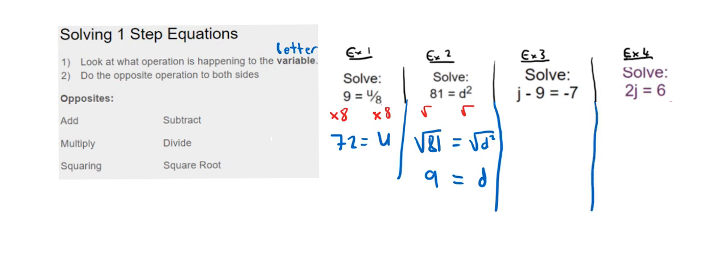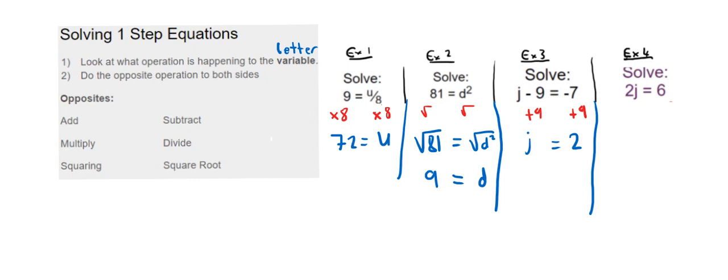A third example, a little bit harder because you've got a minus 7 over here. If I look at my variable again, it's j in this case. In this question, 9 is being taken away from j, because I see that minus 9 beside it. So I'm going to do the opposite of minus 9, which is add 9. I put my add 9 on both sides. On the left-hand side, I have j minus 9 plus 9. The minus 9 and the plus 9 cancel each other out, so you're left with j. On this side, you have minus 7 plus 9, which is going to be 2.